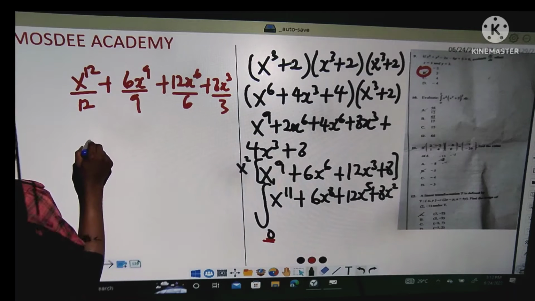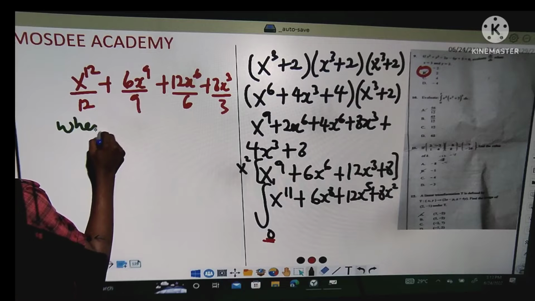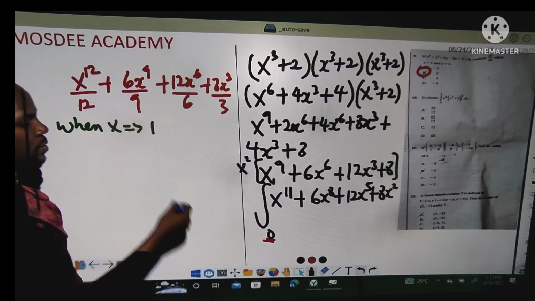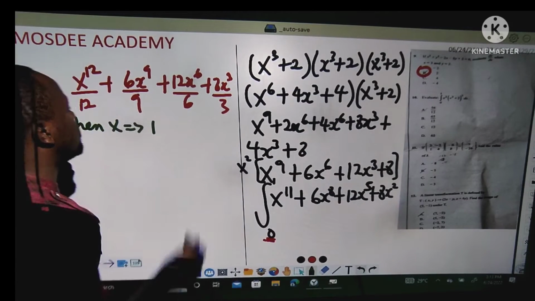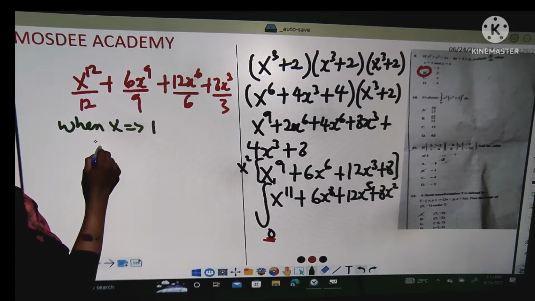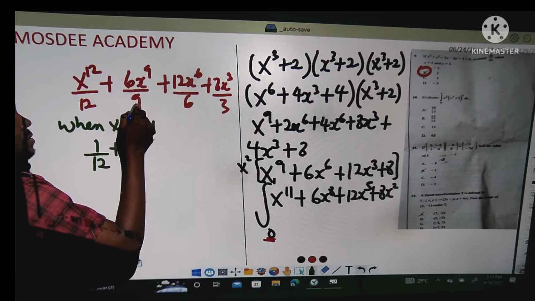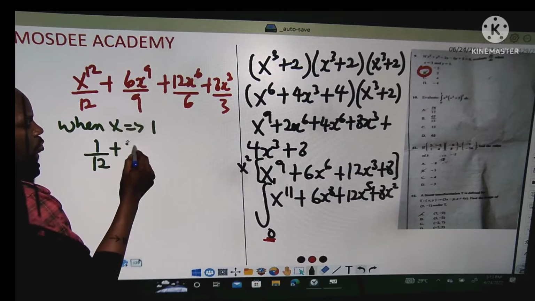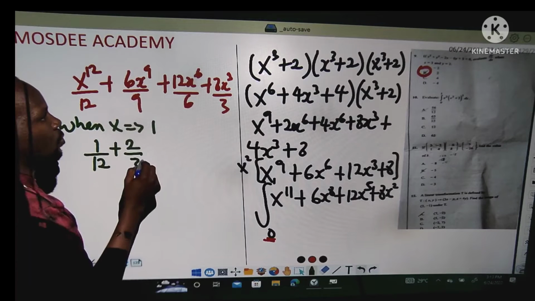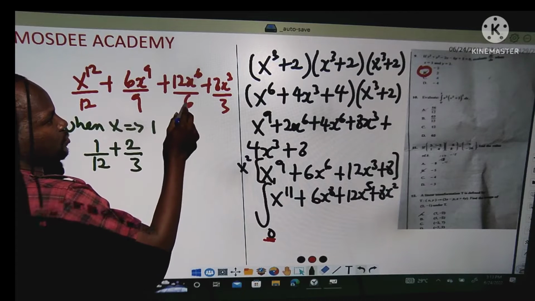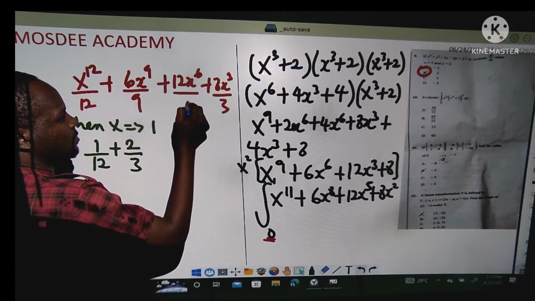So directly we can now say when x equals 1, I will not do that 0, because when it's 0, everything is 0. So when x is 1, that's 1 over 12 plus, let me reduce this one, 3 here 2, 3 here 3. That's 2 over 3. When you put x equals to 1, 1 to the power of anything is 1. This is 2. 12, 2, 6 here 1, 6 here 2.